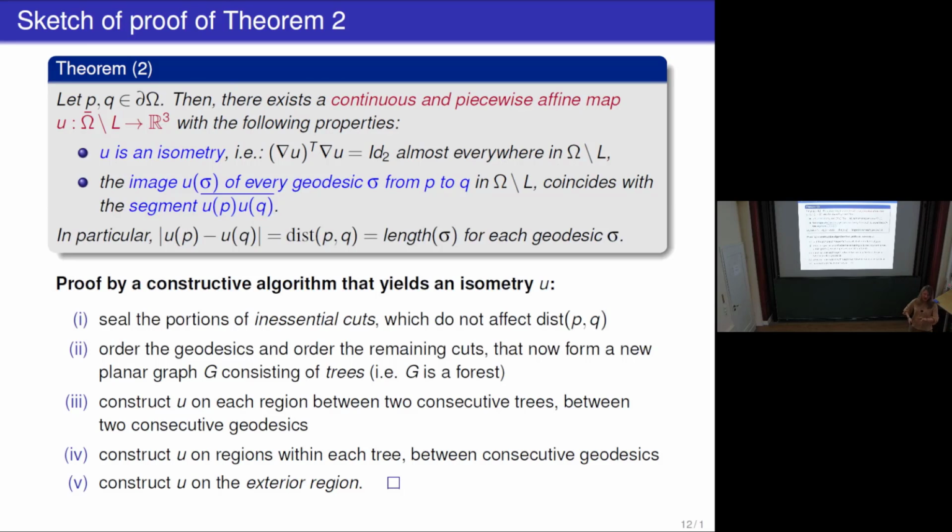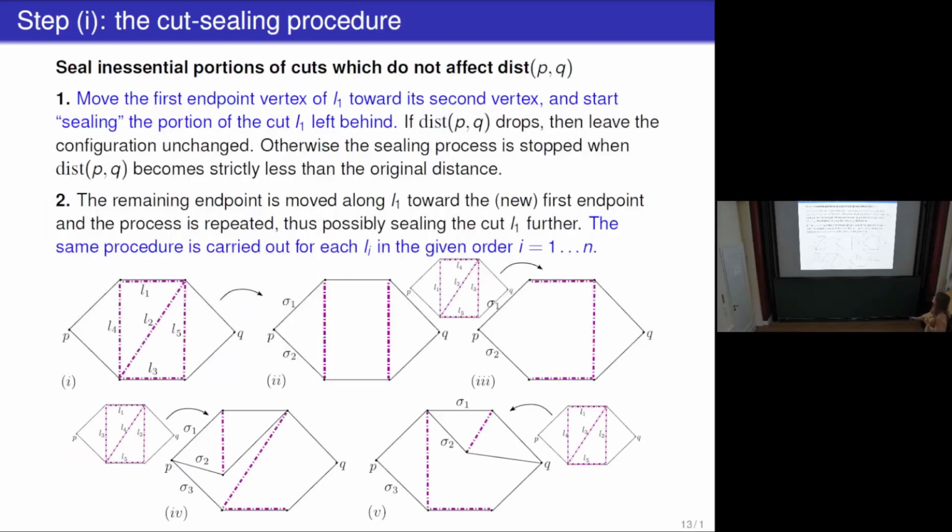And on each of these regions, I will explain exactly what I do, what is the procedure for obtaining the isometry. Okay? And then we will construct on regions within each tree and between consecutive geodesics, and at the end of the day, there is a construction on the exterior domain that is somehow outside of the smallest geodesic and the largest geodesic in that partial order relation, which can be defined precisely due to the stability, to minimizing the set of cuts. Okay, so step one, cut sealing procedure.